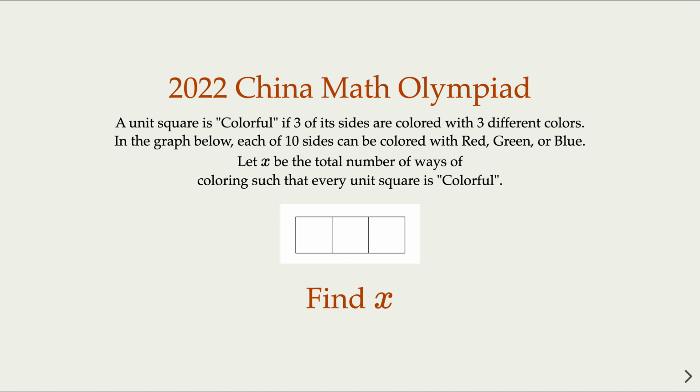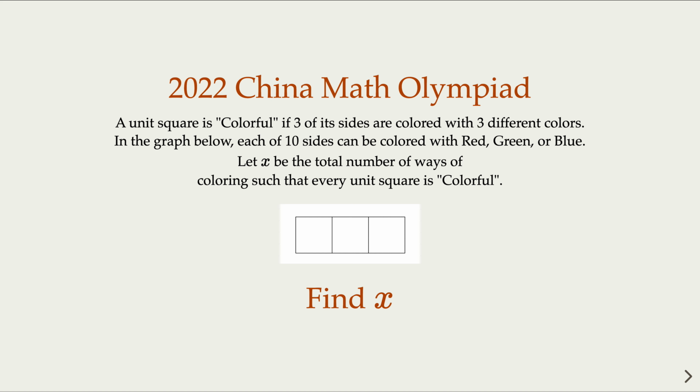So here we have, in the configuration, 3 squares connected together, with a total of 10 sides. You need to use RGB to color each side. We try to find the number of ways that all 3 squares are colorful. In other words, they all have colors RGB on one of the sides. Okay, so we try to find the total number of ways we can do this coloring.